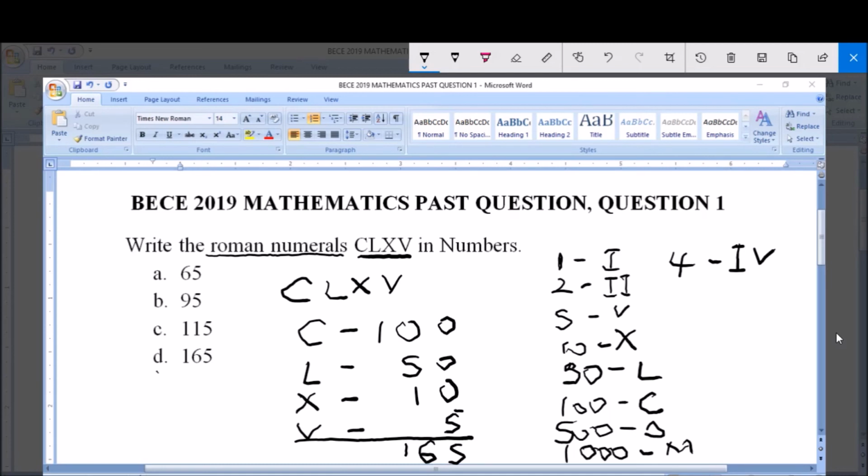So therefore CLXV in Roman numerals is equivalent to what? 165 in numbers. So our answer is 165. D is our answer.